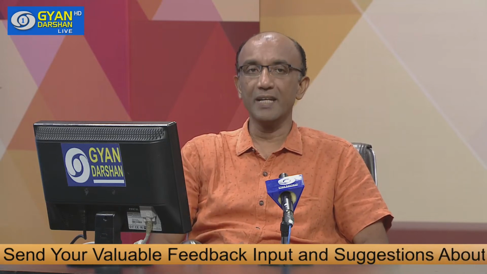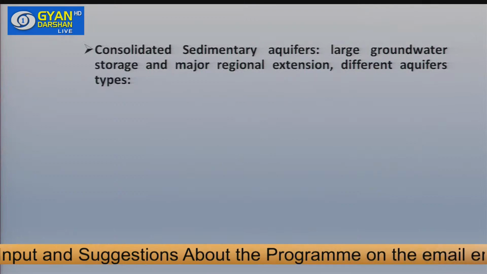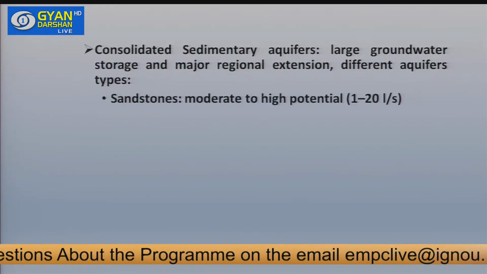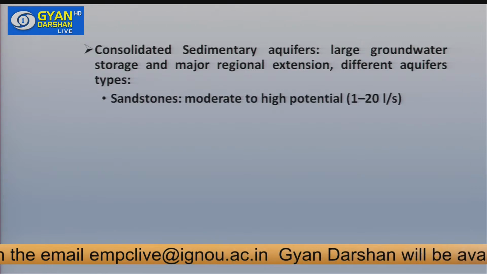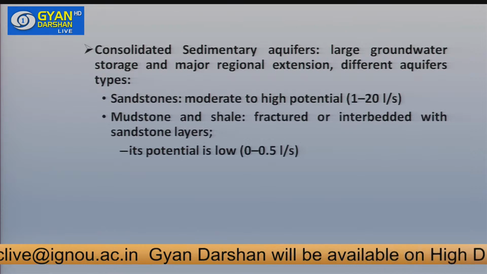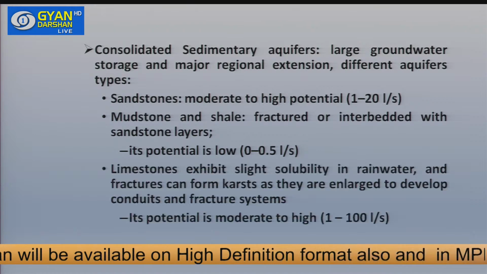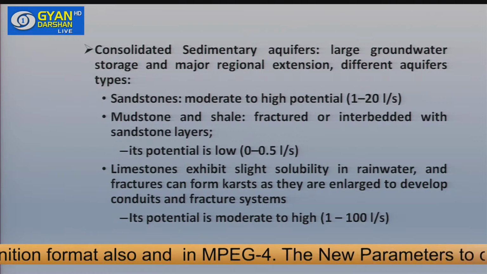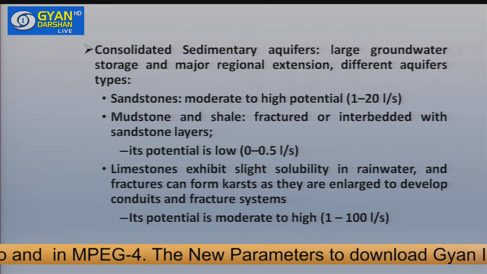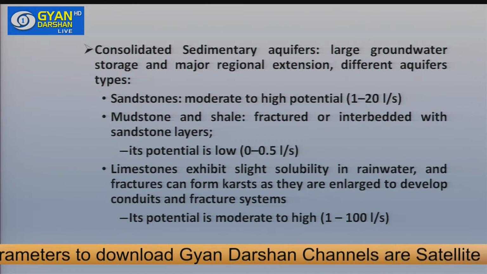And coming to the consolidated sediments, that is the other environment, of consolidated sediment aquifers. These have large groundwater storage and major regional extension. Here also we have different types of aquifers based on the types of rock formations, like sandstone-related rocks, mudstone or limestones. In the sandstone-related rocks environment, they have moderate to high potential yielding capacity of groundwater, that is between 1 to 20 liters per second.